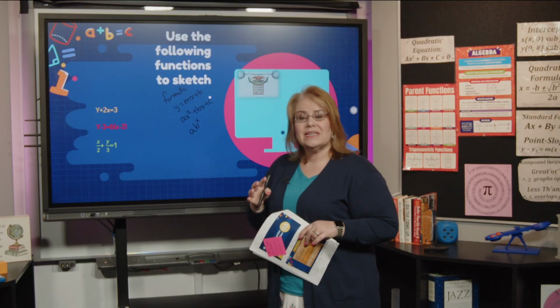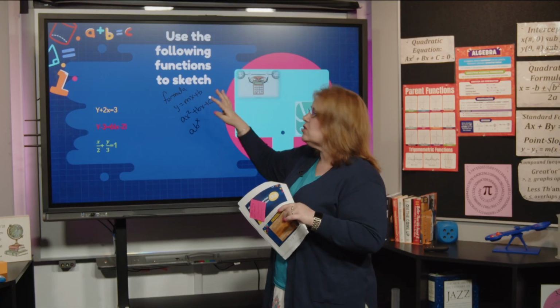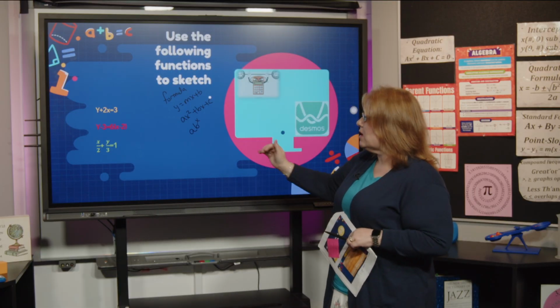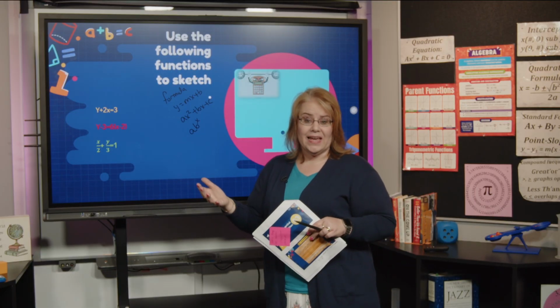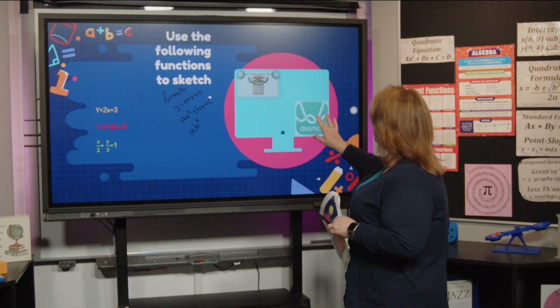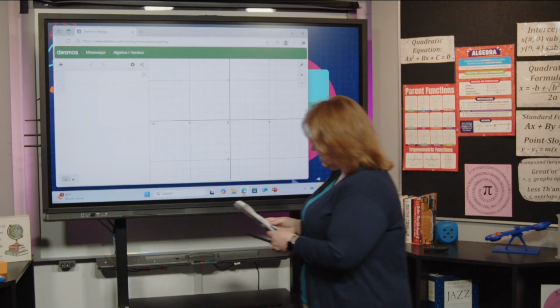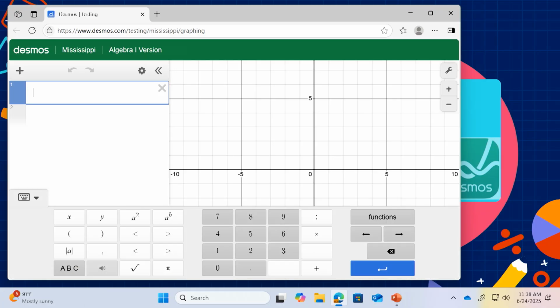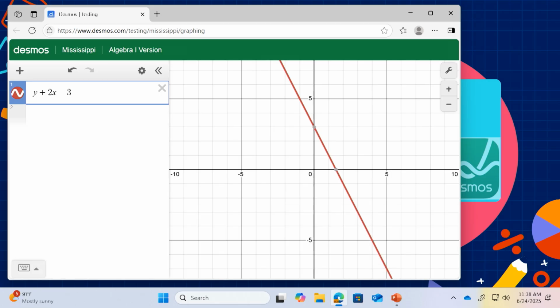Some of us have a hard time moving around and getting them into the formulas. So Desmos may be our best bet. I can plug them into Desmos just the way they are and see what they look like. I'm going to use Desmos just for time's sake. So let's go ahead and pull up Desmos, and I'm going to put these in, and you'll see the different colors as I put them in. The first one was y plus 2x equals 3. And so I can see my red line represents that linear function.